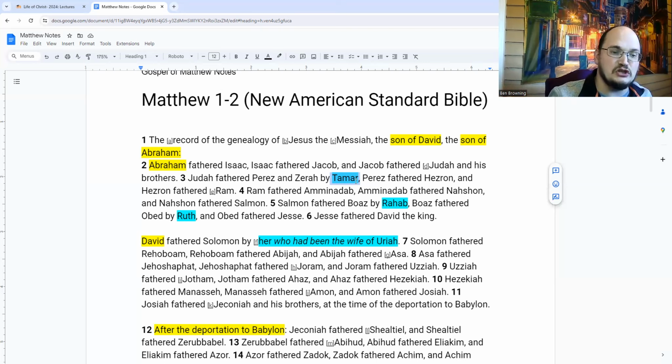So now we get to Bathsheba. Now, Bathsheba is very interesting because Bathsheba is not actually mentioned, which is unique here. What's actually mentioned for Bathsheba is that it just says, he fathered Solomon by her who had been the wife of Uriah. So what's interesting here is Bathsheba is not mentioned at all. Uriah is mentioned, the wife of Uriah.